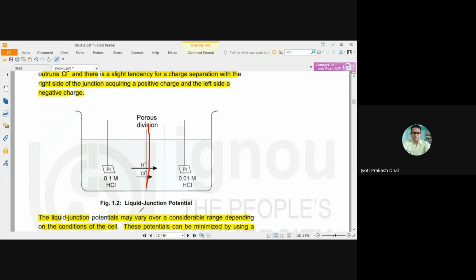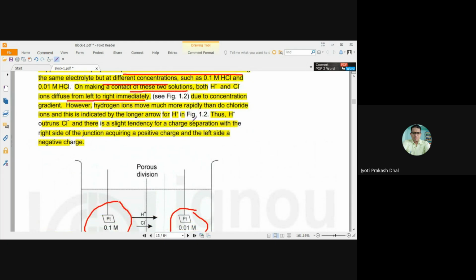So this is the diagram of the liquid junction potential. You can see one porous partition or porous division is there. The left hand side of the solution contains 0.1 m HCl. The right hand side contains 0.01 m HCl, and here you can see both the H plus and Cl minus ions will move from the left to right, because the left one is the high concentration region and the right one is the low concentration region. So due to the concentration gradient, both the H plus and Cl minus ions will diffuse immediately from left to right.